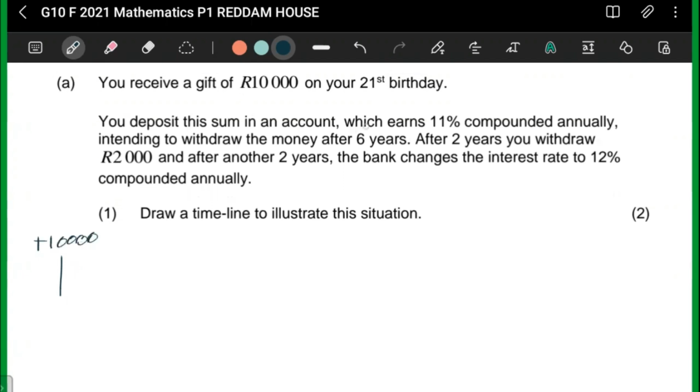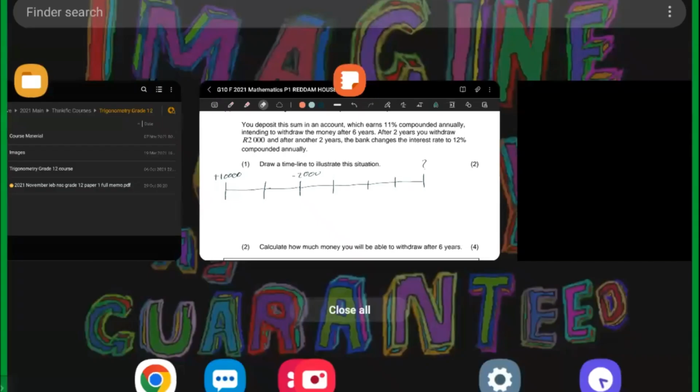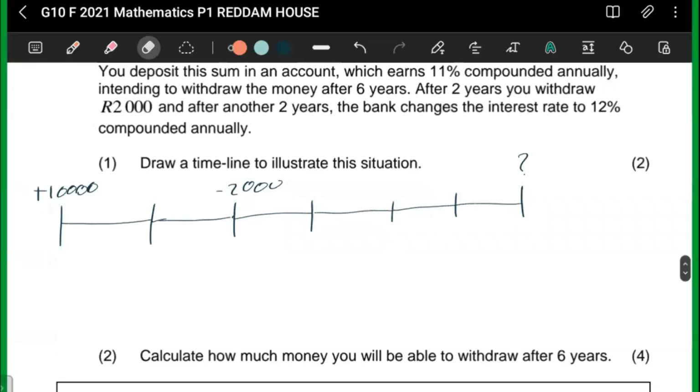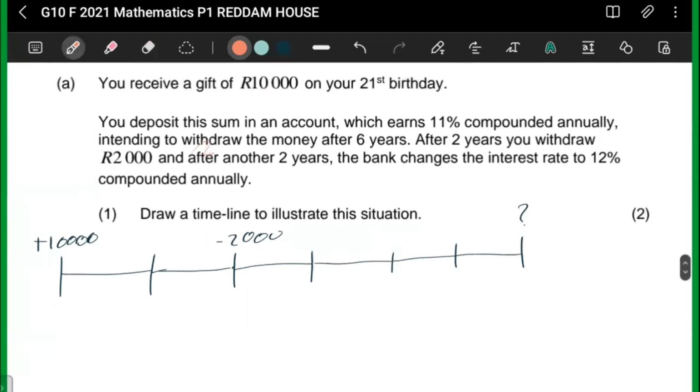And then you deposit this into an account which earns 11% compounded annually, intending to withdraw the money after 6 years. Fine. However, 1 year passes, another year passes. So here they're saying after 2 years, you withdraw 2,000. So you minus 2,000. So from here, we need to keep in mind that they say it here, right? You withdrew 2,000 after the first 2 years.